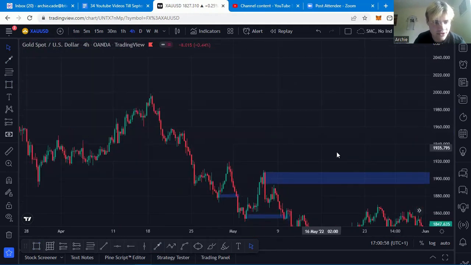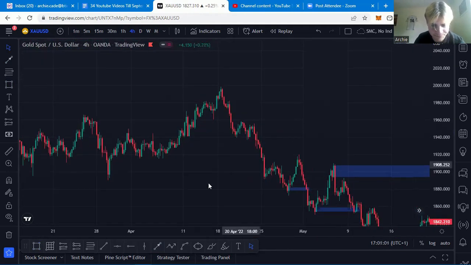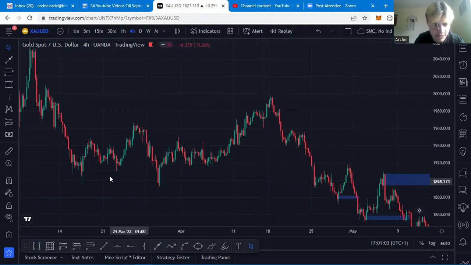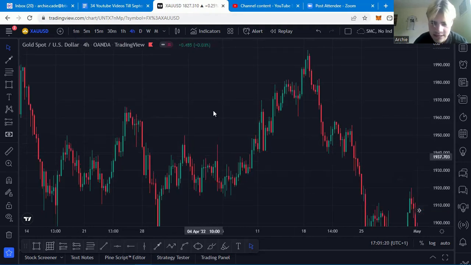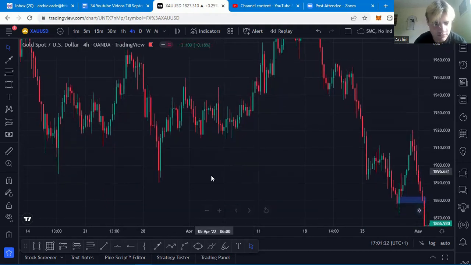Now let's try and find a few more examples, and then we'll move on. Let's use this as an example. Let's use this as an example. And then what else should we use? This as an example. Then we'll leave it there for trying to understand how an imbalance works, and try to incorporate it more into a trade and an entry so you can understand. Let's use this as an example now.